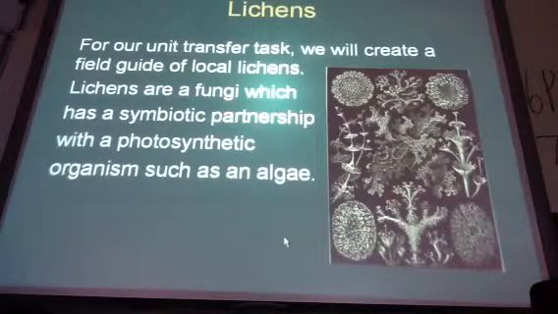For our transfer task, you're going to create a field guide on local lichens. Lichens are a fungi, so that's their kingdom, which has a symbiotic partnership. That means two different organisms work together for survival with a photosynthetic organism, so again that makes its own food through using sunlight, and it's photosynthetic algae. Part of the reason lichens survive is they get their food through sharing and working together with algae.